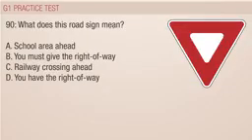Question 90. What does this road sign mean? A. School area ahead. B. You must give the right of way. C. Railway crossing ahead. D. You have the right of way. Answer B. This is a yield sign.